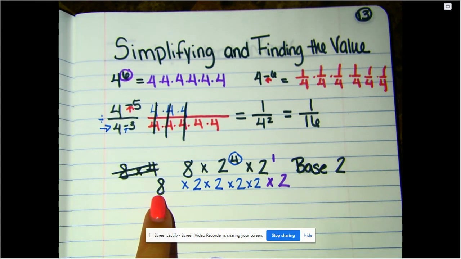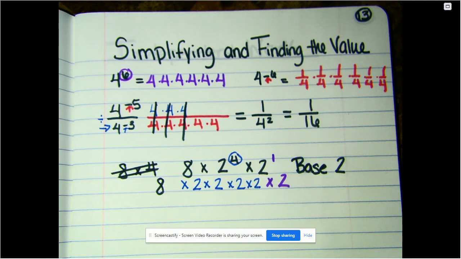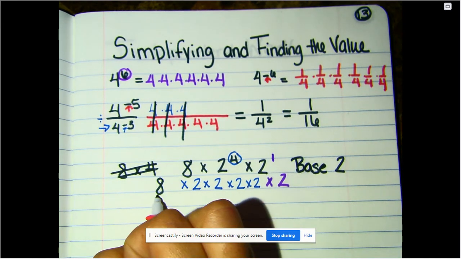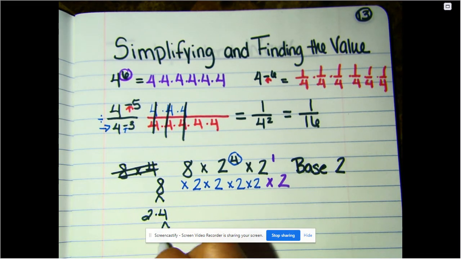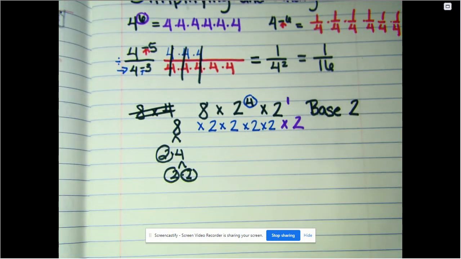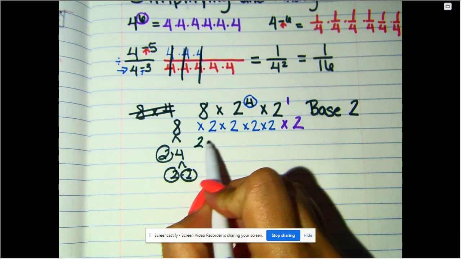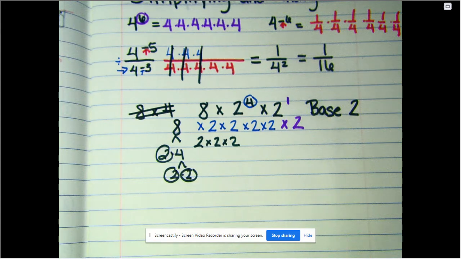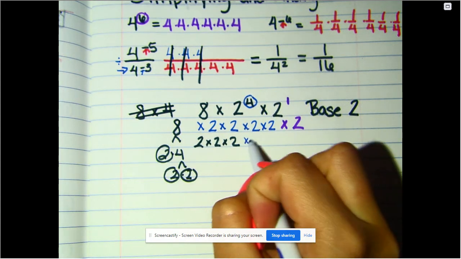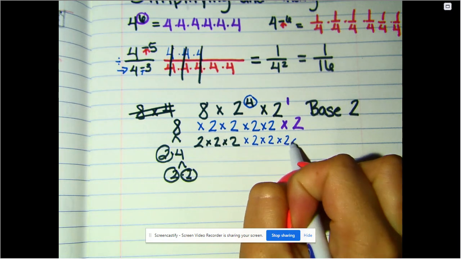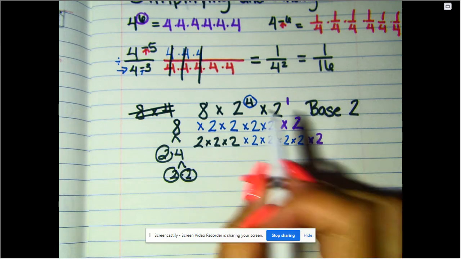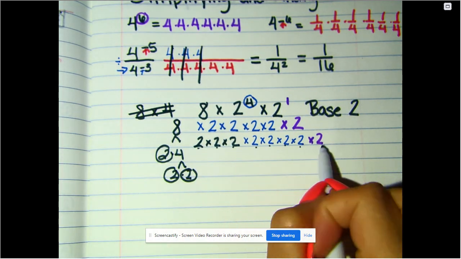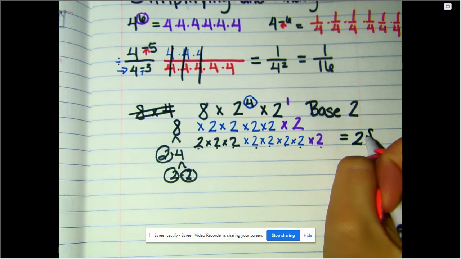Whenever I have 8 and there's not a base there, what can I do? Well, I can break 8 down into 2 times 4. I can break the 4 down into 2 times 2. So now I have 1, 2, 3 2s. Okay, so let me not confuse you. I'm going to use this 8 and I'm going to do the 3 2s. Then I'm going to copy down the 2 to the 4th power. And then the 1 2 that was left. Now, all together, how many 2s do you have? 1, 2, 3, 4, 5, 6, 7, 8. So it's equal to 2 to the 8th power.